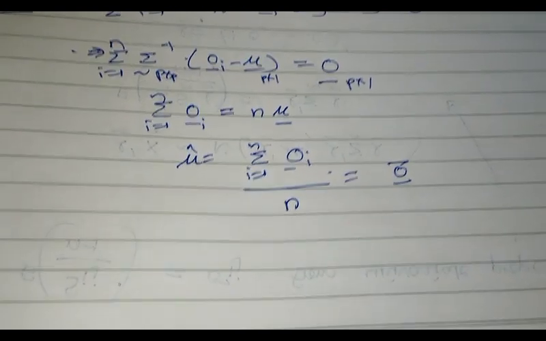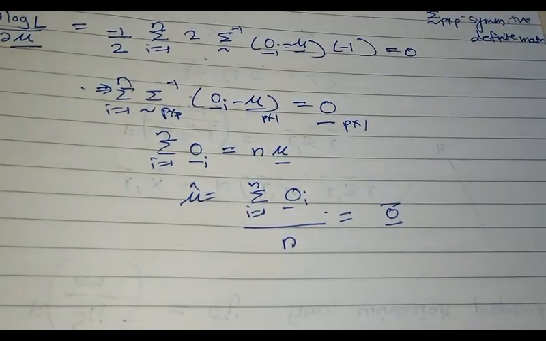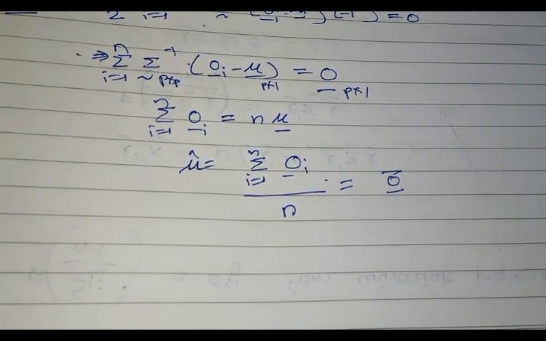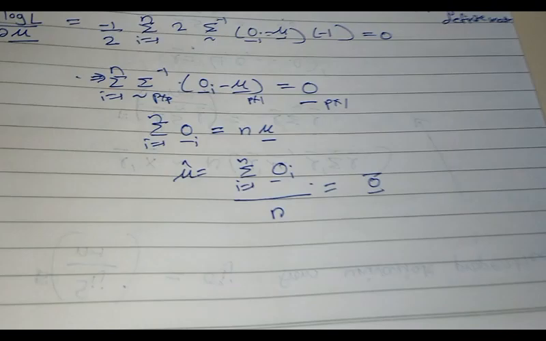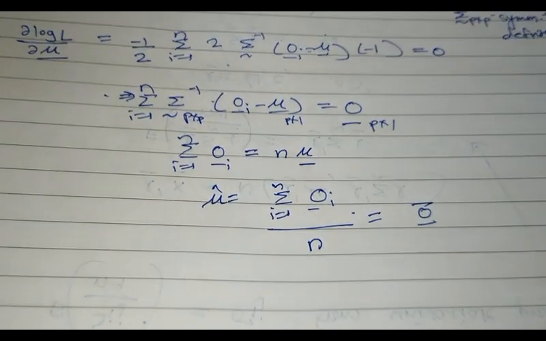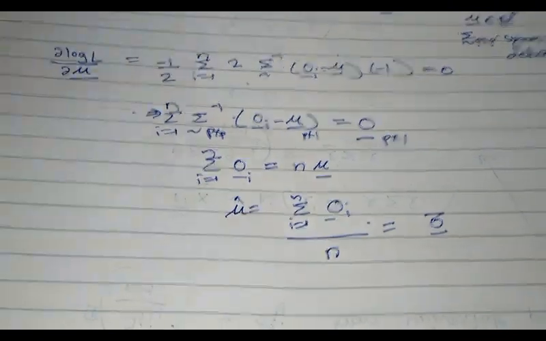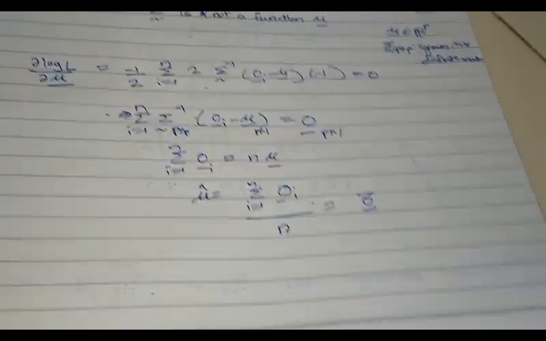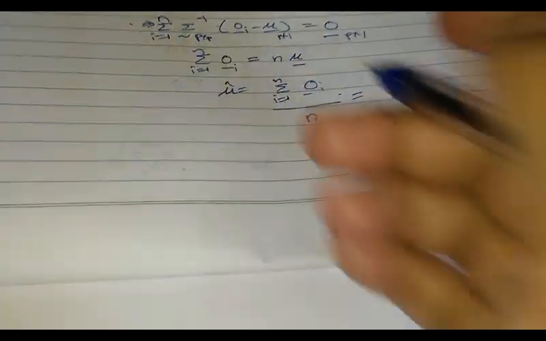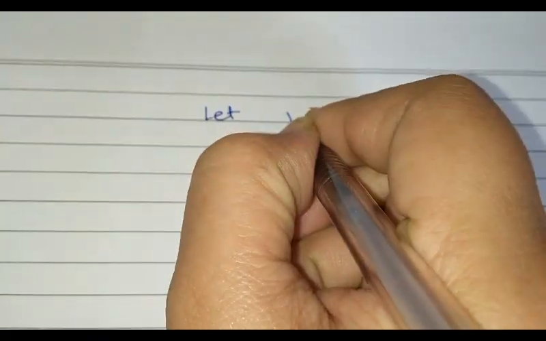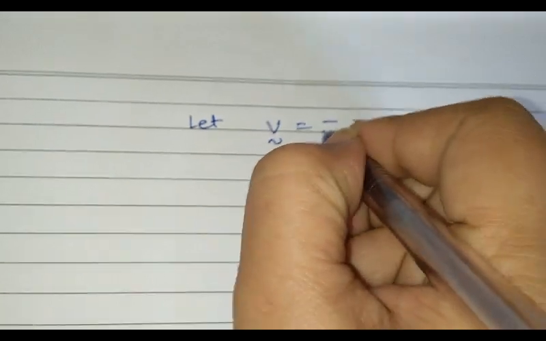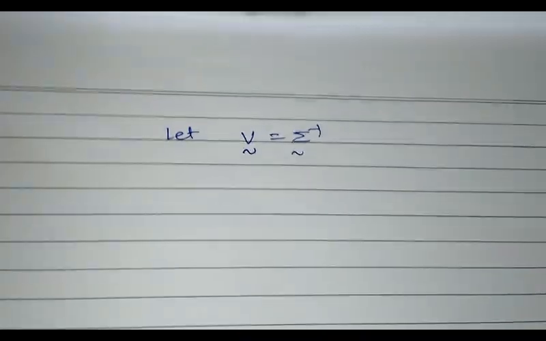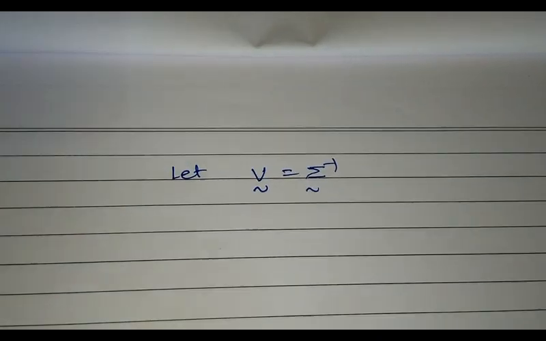Now we have to worry about the maximum likelihood estimate for variance. Now variance is sigma and we actually don't know how to differentiate with respect to an entire matrix. So we will try to differentiate with respect to components of the matrix. But before that, to make things easy, let me define a matrix V as sigma inverse. Okay, so sigma inverse is V.